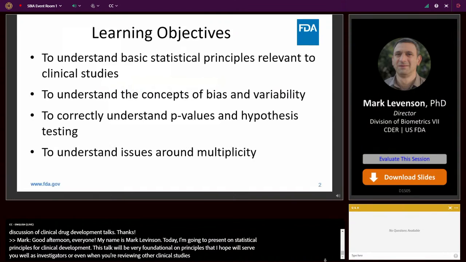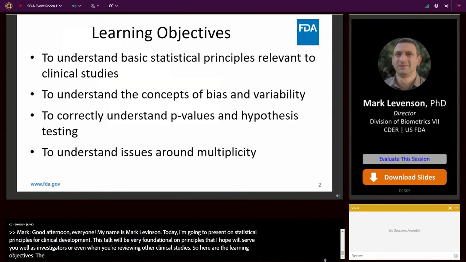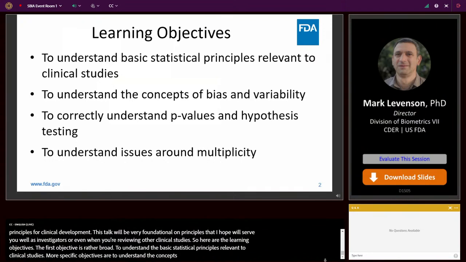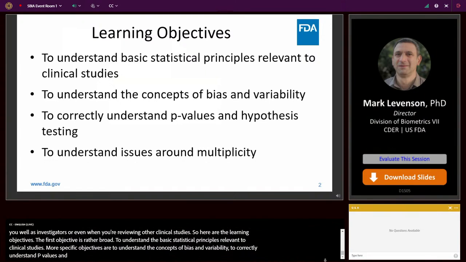Here are the learning objectives. The first objective is rather broad: to understand basic statistical principles relevant to clinical studies. More specific objectives are to understand the concepts of bias and variability, to correctly understand p-values and hypothesis testing, to understand issues around multiplicity.